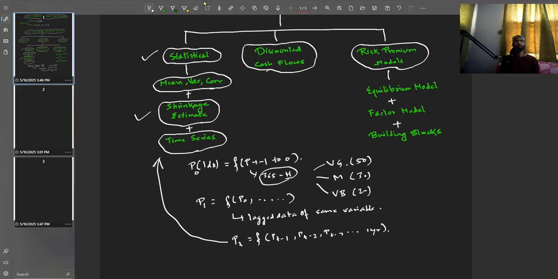So we have understood the three methods: mean variance correlation, shrinkage estimate, which is basically a weighted average of different possibilities, and time series, which is basically using past values of the same variable to forecast the future value of that very variable. Now we'll go into risk premium models. Let's understand what they are. Let me remove the rough work here.